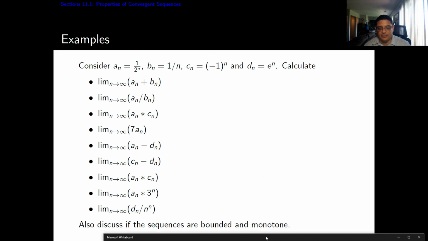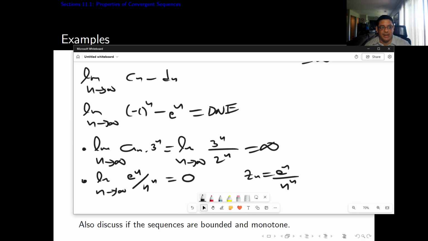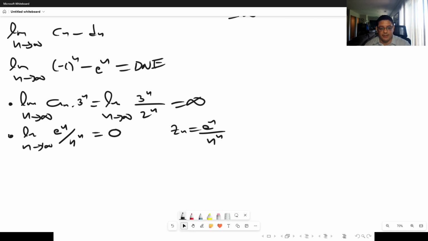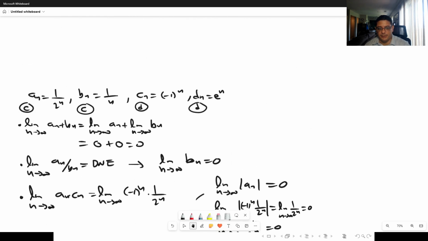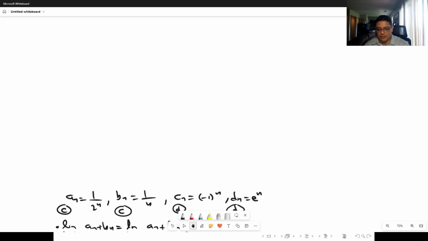Now, last but not least, we want to discuss whether the sequences are bounded or monotone. For that, let me go back up here and make a discussion about this. Notice that a_n equals 1 over 2 to the n, so this is like 1/2. This is always going to be less than 1. The absolute value of this is less than 1, because it's always a value less than 1. So this is bounded.